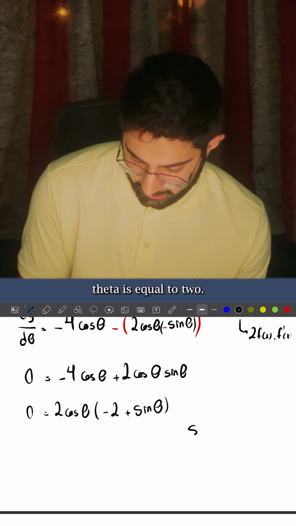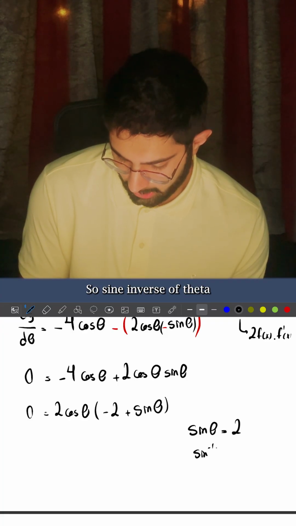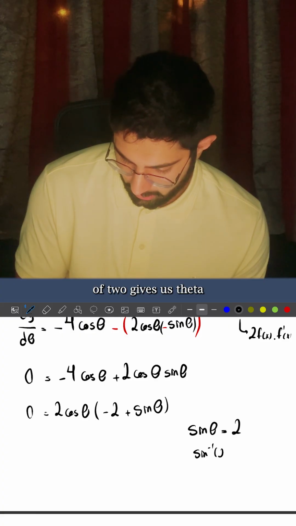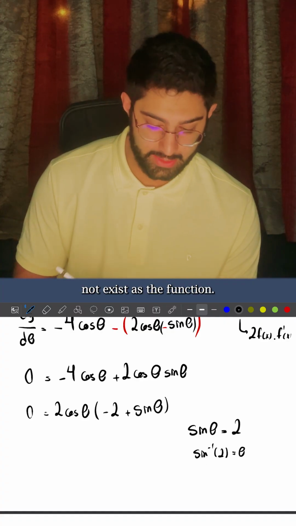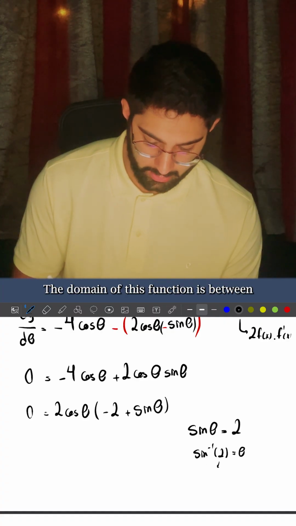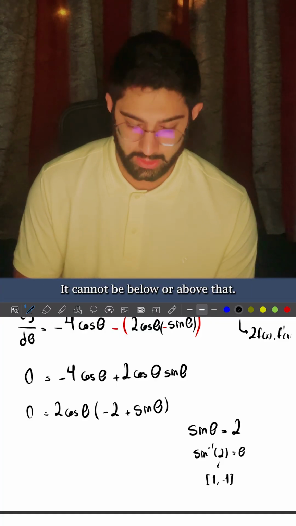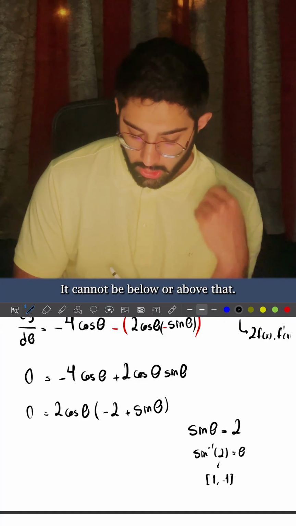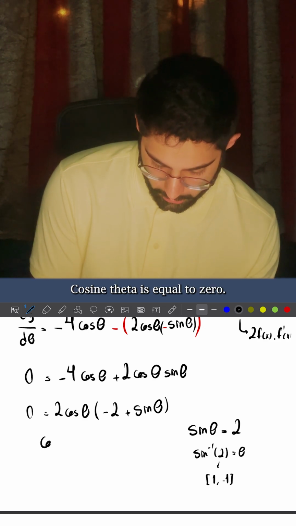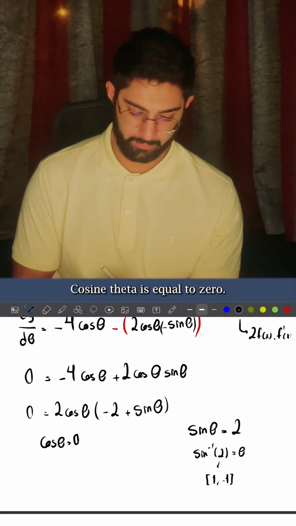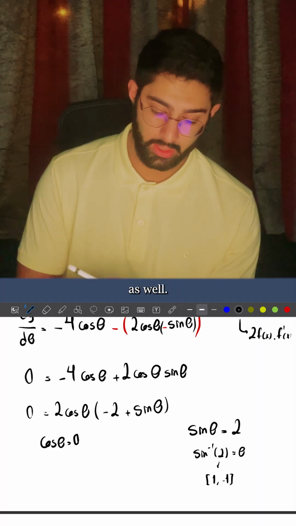We're going to have sine theta equals 2. So sine inverse of 2 gives us theta. Sine inverse of 2 does not exist as a function. The domain of this function is between 1 to minus 1, or minus 1 to 1. It cannot be below or above that. So our only answer is 2 cosine theta equals 0. We can just get rid of the 2. Cosine theta equals 0. You should already know this, or you can put it in the calculator as well.